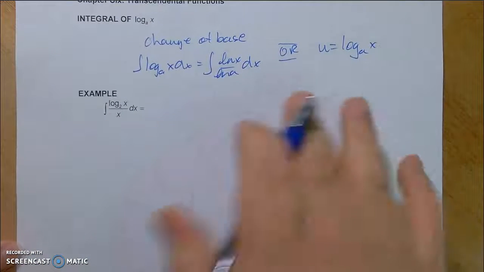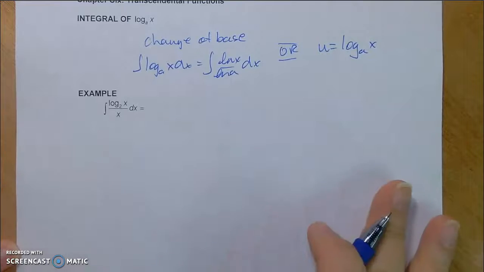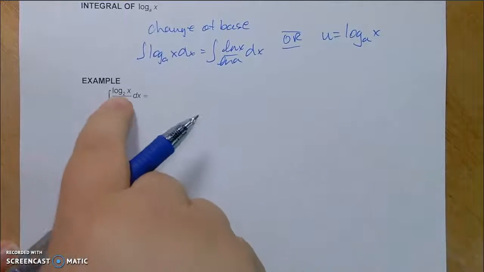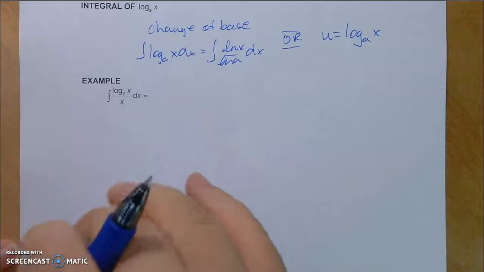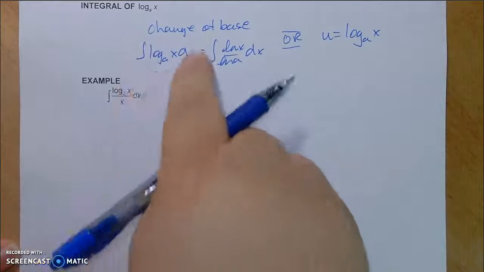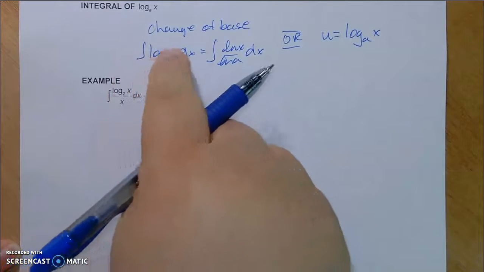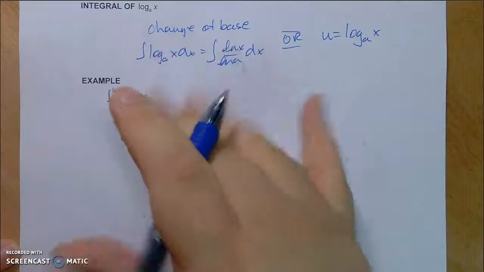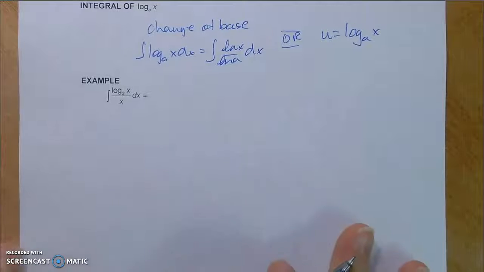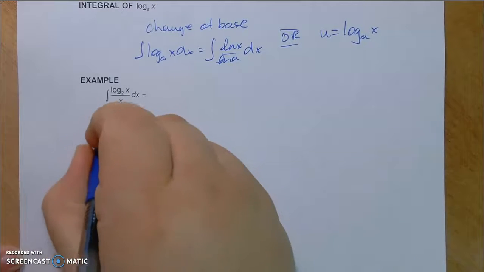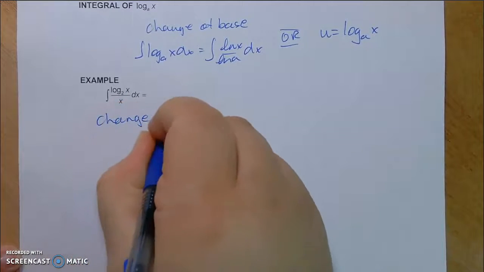So let's do both on this integral and see how that works. Just because we see the log in the integral doesn't mean we can't do it. We just can't do the basic form. If it's just the integral of log of x, we can't do that. But if it's in there, we do have options. So first option, change of base.